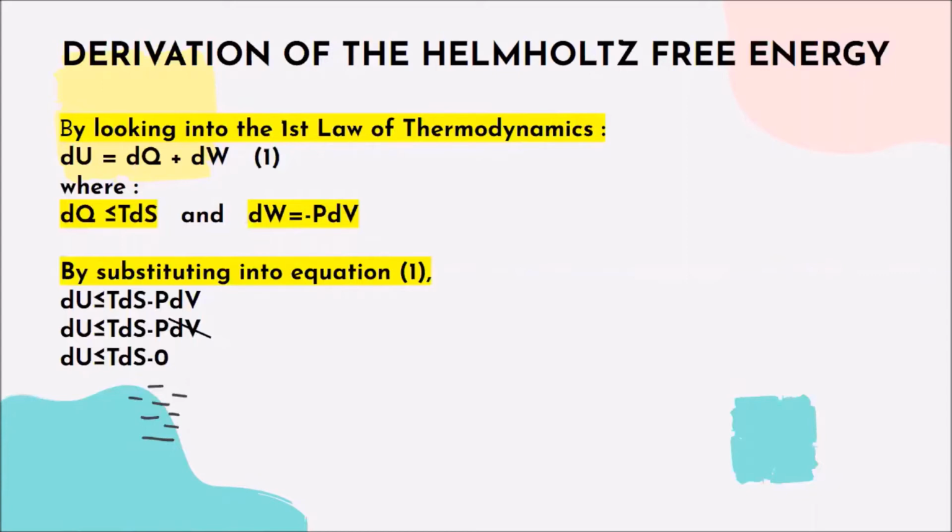And by substituting these two equations into equation number 1, we will get that change in internal energy is less than or equal to the product of temperature and the change in entropy minus the product of pressure and change in volume. However, in Helmholtz free energy, volume is constant, so PdV can be cancelled out and we will get 0. Now, the change in internal energy is less than or equal to the product of temperature and change in entropy minus 0.